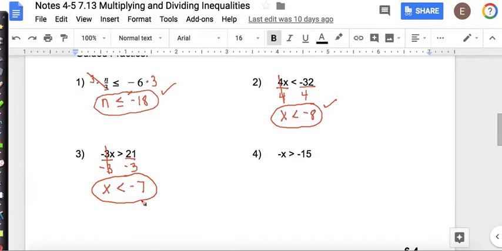So we have to check something less than negative 7. I'm going to choose negative 8. So negative 3 times negative 8 is 24. Is 24 greater than 21? It sure is. Put a check mark.